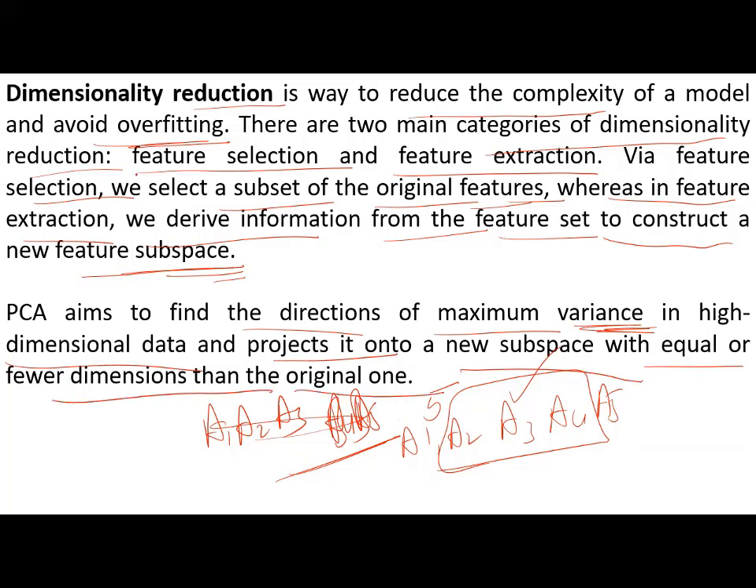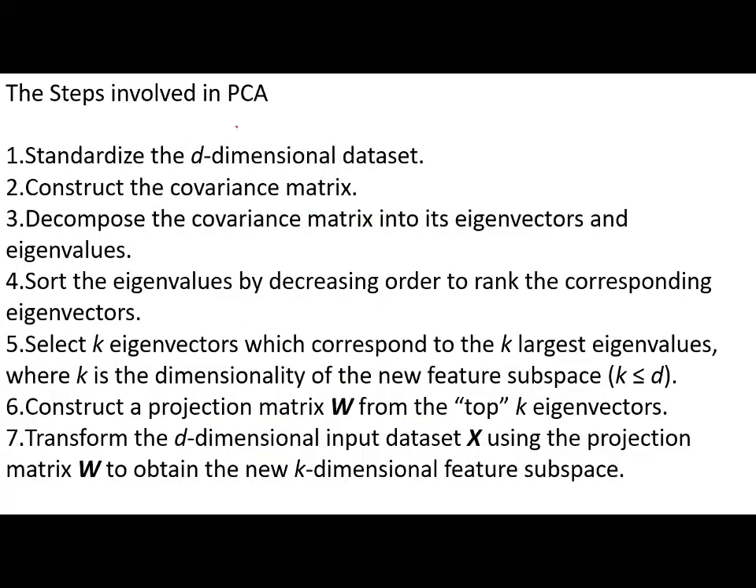That is selection. Our PCA comes under feature selection, but this selection is made on maximum variance. Find the directions of maximum variance. Right. The steps involved in PCA are: one, standardize the d-dimensional data set.